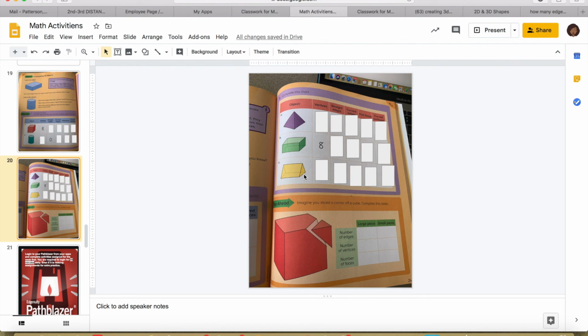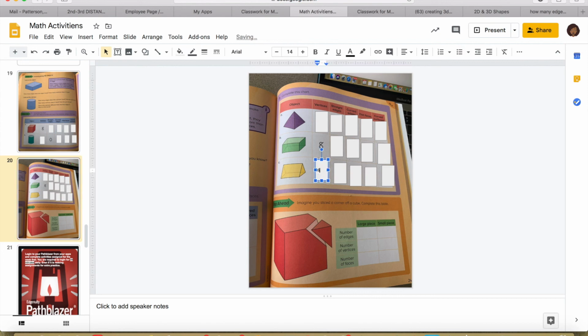So we have 1, 2, 3, 4, 5, 6. Do you guys see any more? All right, so we'll put 6 here. Straight edges. Remember, our edges are our lines. How many straight edges do we see? Let's count them. Or you count them, and then I'll count them, and we'll see if we have the same amount.